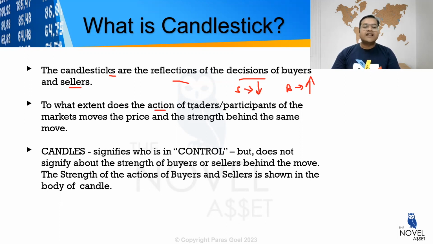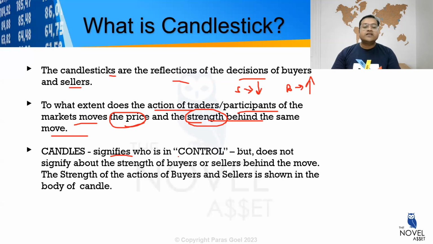We have to see to what extent the action of the participants of the market moves the price, and the strength behind that move. As I told you, the candlestick will be able to represent the emotions of the buyers and sellers. If you understand the candlesticks well, then you will be able to decode these emotions, and you will understand who is in strength right now. If the buyers are in strength, then the price will try to go towards the upside. But if the sellers are in strength, the price will drive towards the downside.